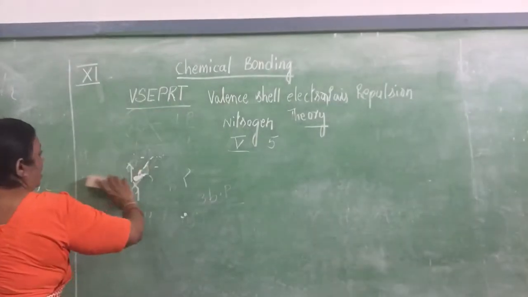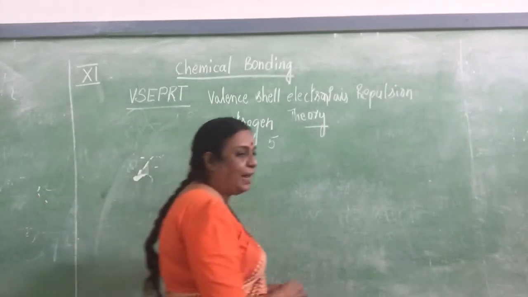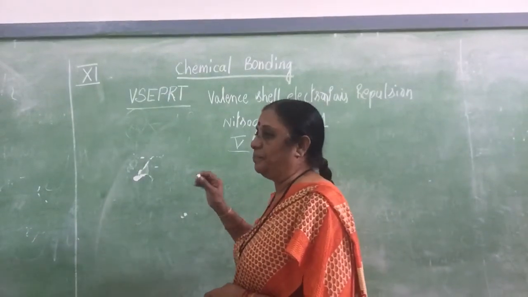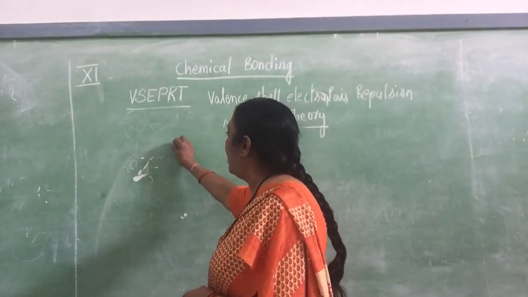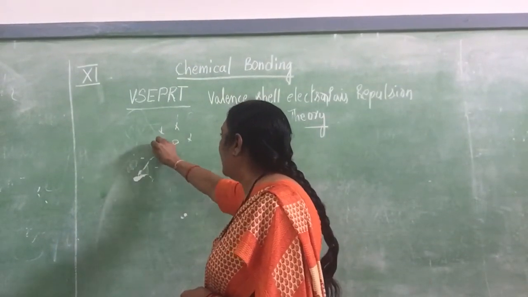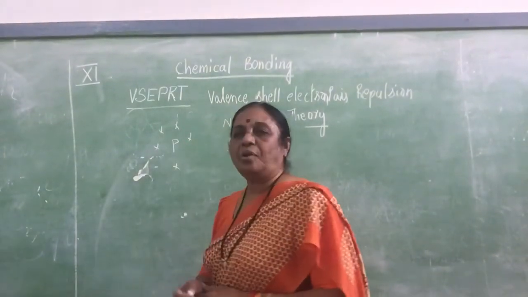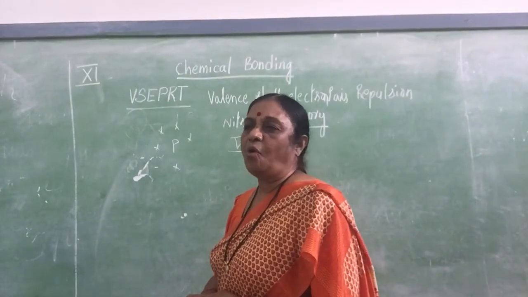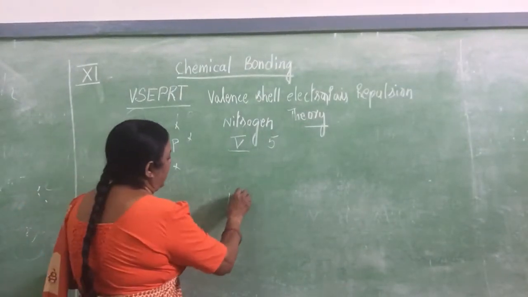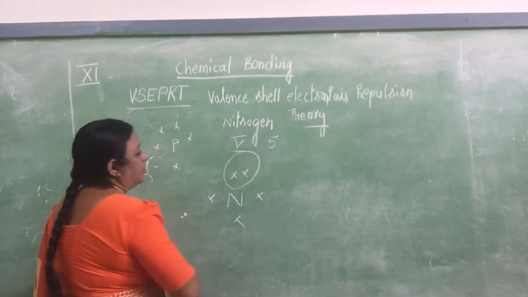What do you mean by VSEPR theory? Now, children, according to this theory, the unpaired electrons of the central atom. Take for example PCl5, phosphorus belongs to the nitrogen family. It has 5 unpaired electrons: 1, 2, 3, 4, 5. So, the unpaired electrons of the central atom are involved in the bond formation. If you take nitrogen, it has 5 electrons, of which 2 electrons are in the form of a pair.